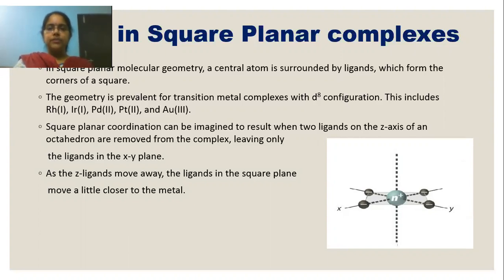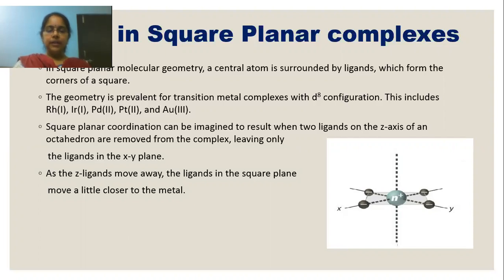Now the 2 ligands on the Z-axis, or in the Z plane, are removed from the complex, leaving only the ligands in the XY plane. These ligands in the XY plane move closer towards the central metal when the ligands in the Z plane are removed. The 4 ligands present in the XY plane move closer to the central metal atom when the ligands in the Z plane are removed.